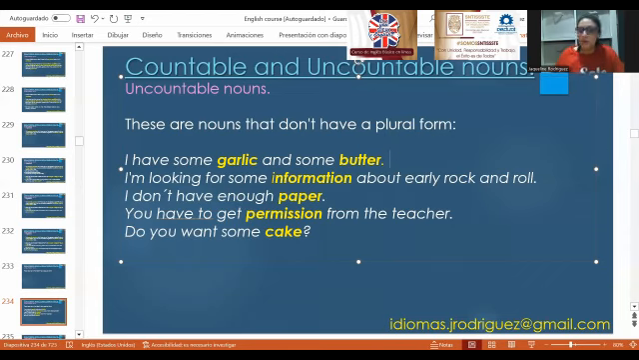I'm doing a recipe, ¿no? Estoy haciendo una receta. Y necesito ajo. ¿Cómo le digo a la persona cuánto ajo tiene que ocupar? Ya ven que el ajo viene por dientes, entonces puedo contar los dientes de ajo, ¿no? Que serían garlic cloves. Garlic cloves son los dientes de ajo. Eso sí, los puedo contar, pero no puedo decir garlics. Okay, that doesn't exist. Just garlic or garlic cloves.